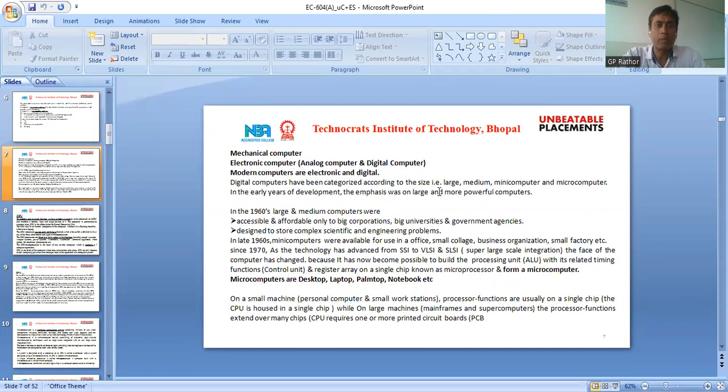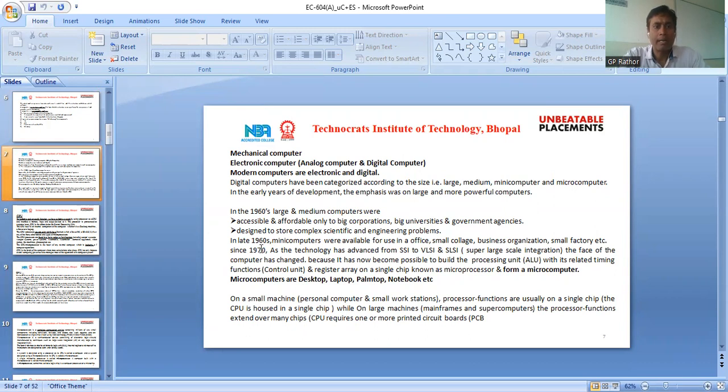In the early years of deployment, the emphasis was on large and more powerful computers. In the 1960s, large and medium computers were accessible and affordable only to big corporations, big universities, and government agencies.